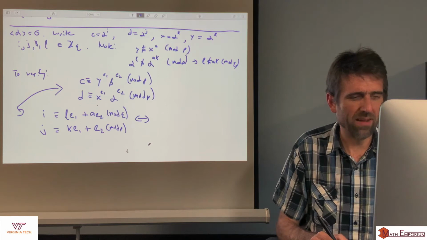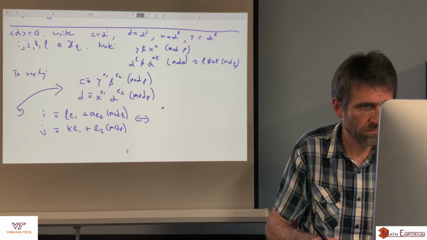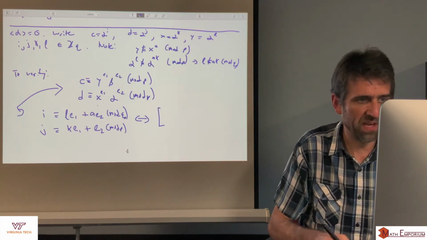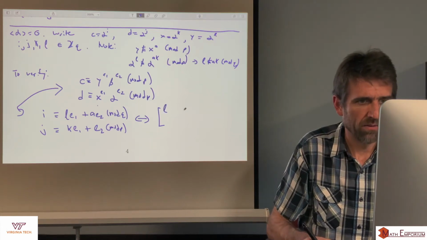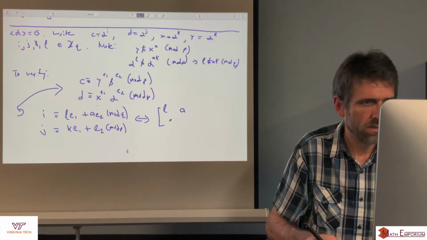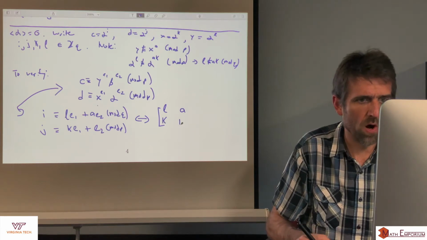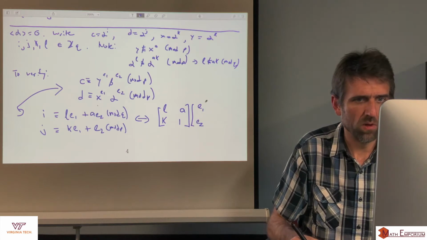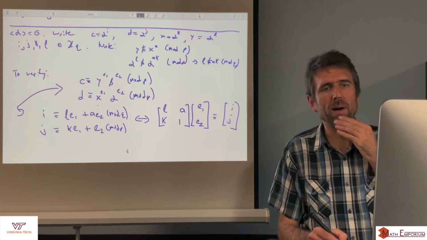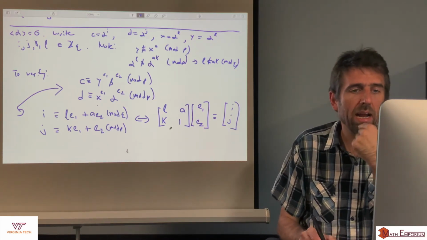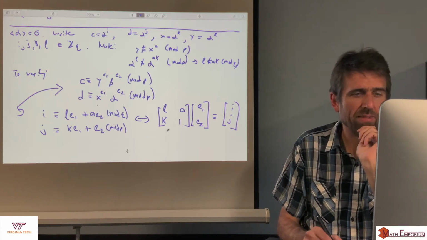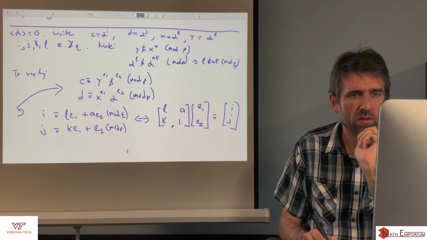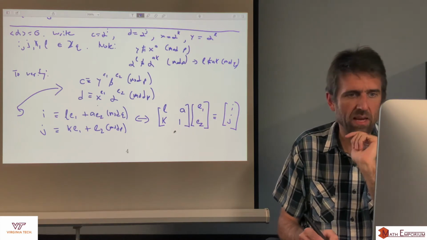But then this I can also write as a matrix equation for the unknown E1, E2. Okay, so L, A, K, 1 times E1, E2 congruent to I, J. Okay, so it's a matrix equation mod Q. All right, but now notice that the determinant of this matrix is L minus AK.